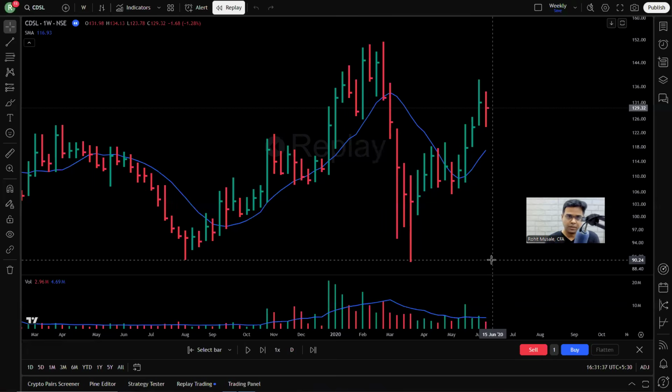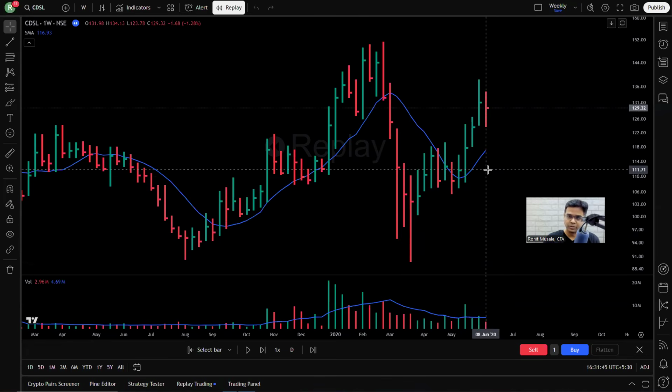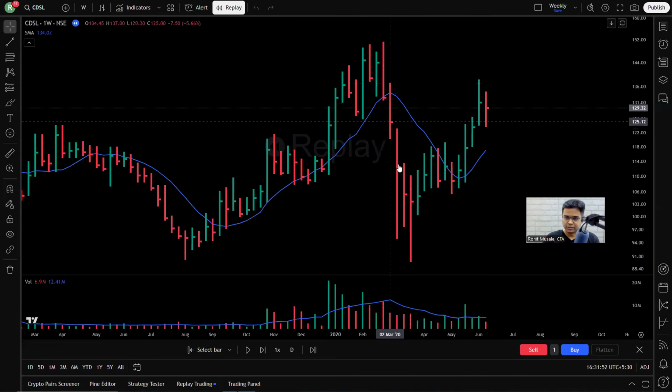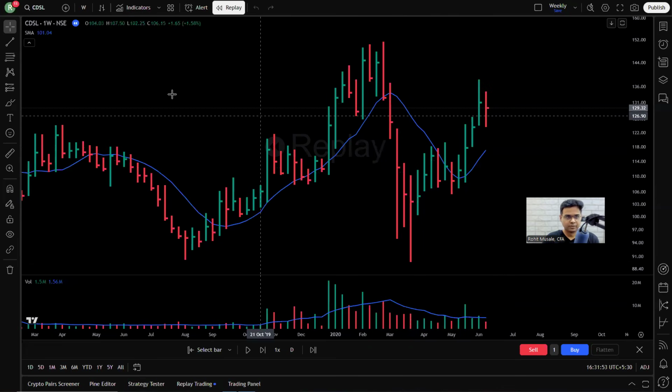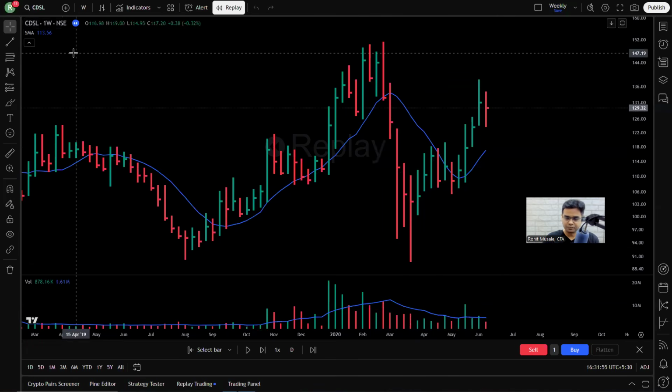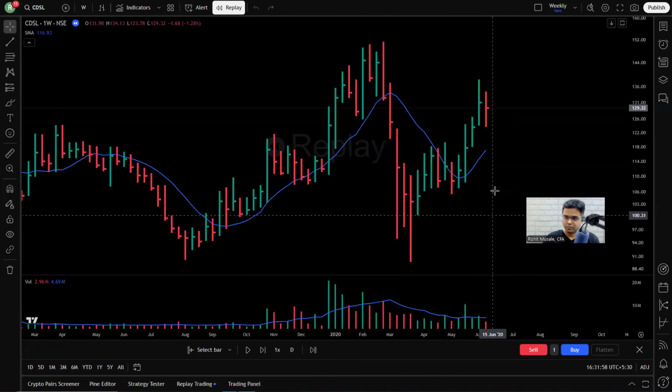Another chart example I wanted to discuss with you using an old chart. So this is 2020. As per the regulations, we are allowed to discuss old charts. So we can discuss this. As you can see, this was the Corona crash. This is CDSL. Have a look at this cup with handle base.